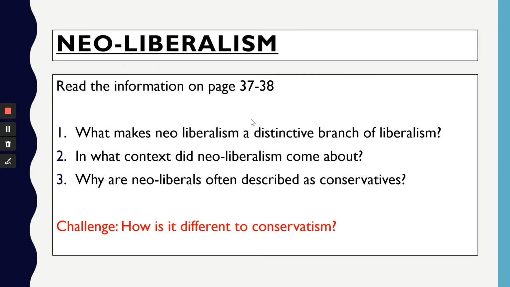So neoliberalism, as I said before, is a re-emergence of classical liberalism in modern day society. So I've sent you pictures of page 37 to 38. Have a read of those and see if you can answer these questions about what makes neoliberalism a distinctive branch, why did it come about, and why sometimes they are described as conservatives. And when we come on to conservatism, we are going to return back to neoliberalism and also look at the new right perspective.